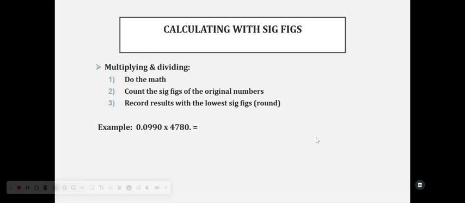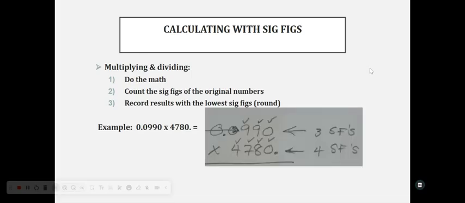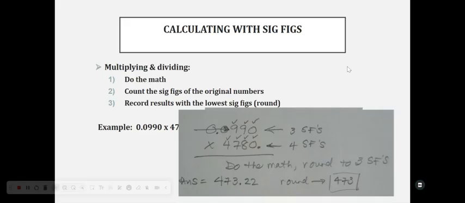So these two numbers, here's how I did it. I first counted to see how many sig figs each had. I used the Atlantic Pacific rule. I found 3 and 4. That means my answer is going to be rounded to 3. So then I did the math, and then I rounded this answer to 3 sig figs. Here's one for you to try. And when you're done, check your answer.